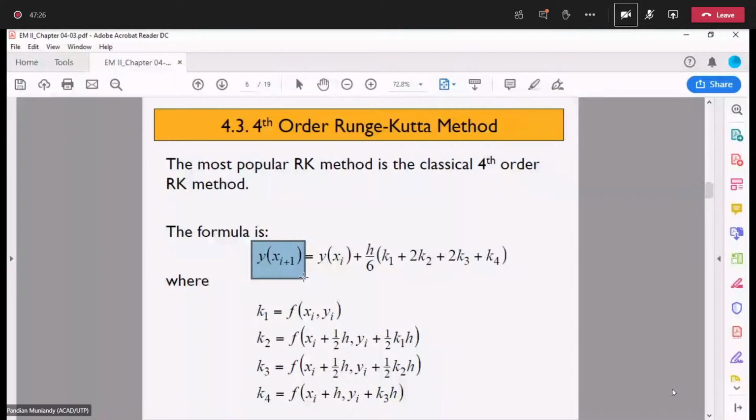K1 like so. Our explanation is very simple, nothing much here. y at x subscript i plus h over 6 in the bracket, k1 plus 2 k2 plus 2 k3 plus k4. The h is here. The h is called the step size. This is different from Laplace transform, different from Wronskian, constant.